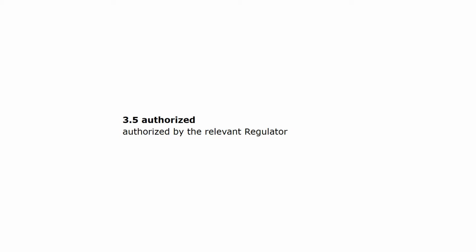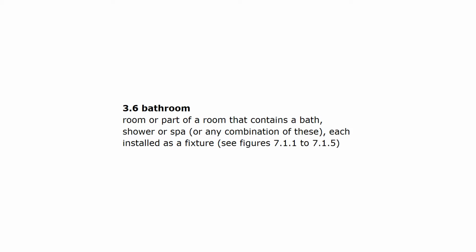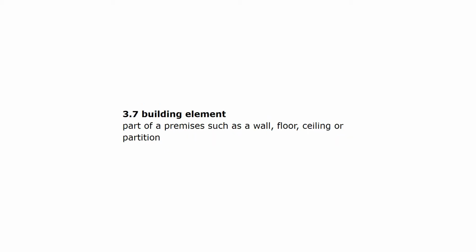Authorized: authorized by the relevant regulator. Bathroom: room or part of a room that contains a bath, shower or spa, or any combination of these, if installed as a fixture. See figures 7.1.1 to 7.1.5. Building element: part of a premises such as a wall, floor, ceiling or partition.